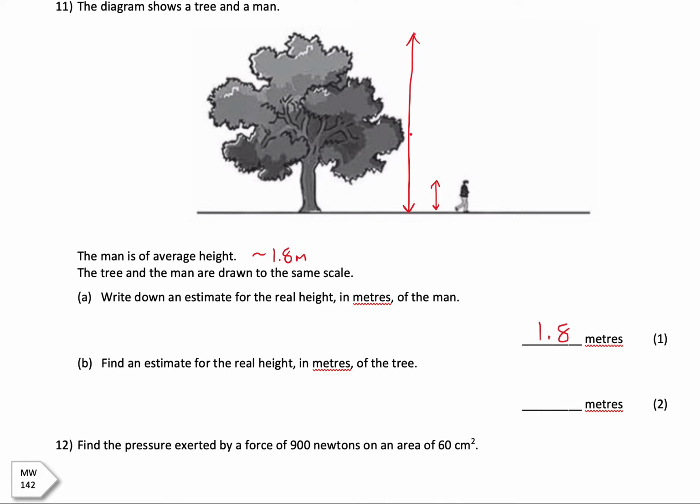Okay. Now, I suppose you could say you don't really need a ruler for this. If the width of your finger was the same height as the man, you could work out how many fingers make up the top of the tree, but it wouldn't be very accurate. So I'd recommend using a ruler. And I believe it was about 5.5. So 5.5 is what we get when we do that division. So I want to know what 5.5 lots of 1.8 are, and that would be 9.9 metres.